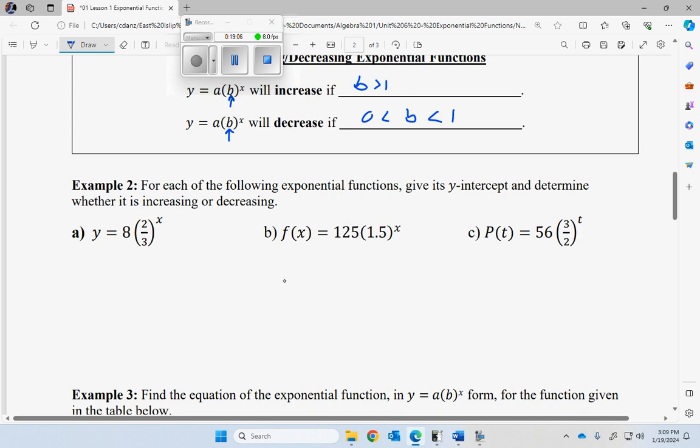So for each of the following exponential functions, give its y-intercept and determine whether it's increasing or decreasing. So the y-intercept is 8. You're also allowed to write it, by the way, as 0, 8, right? The y-intercept is a point. And it is decreasing because 2/3 is the multiplying factor. And 2/3 is between 0 and 1, so it's decreasing.